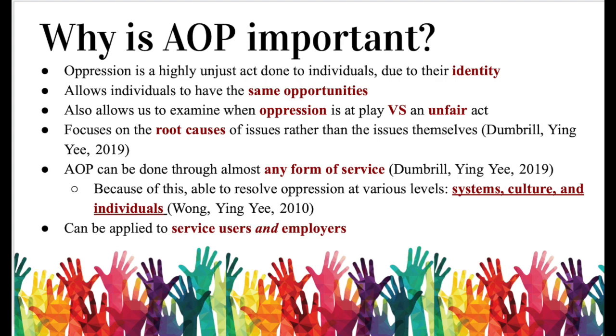So now that we discussed what AOP is, we're going to get into why AOP is important. So previously, we recapped oppression, and we basically said that it's a highly unjust act done to individuals simply due to factors of their identity. So this can include race, gender, sexuality, etc. So AOP allows individuals to have the same opportunities regardless of factors of their identity. So, for example, one gender is treated the exact same way as another.